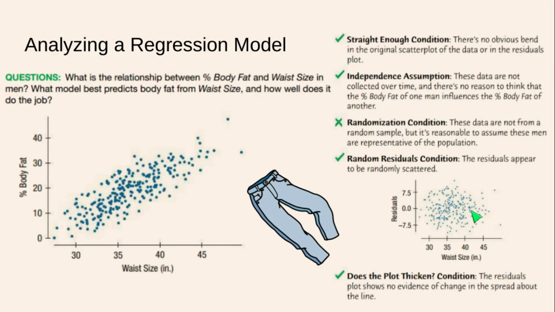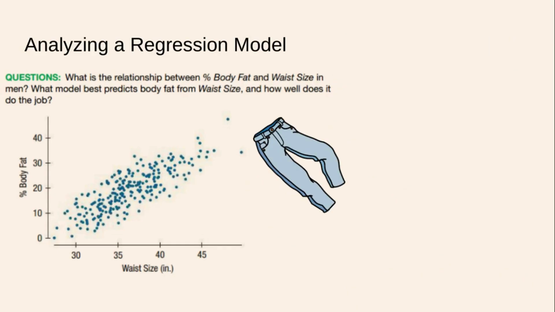Then you have the random residuals condition. This residuals plot is a cloud of chaos, which is exactly what we want, all right? Does the plot thicken condition? The residuals show no evidence of a change in the spread about the line. Again, it is a cloud of chaos. So the residuals are random and there is no widening or narrowing that is clearly noticeable.